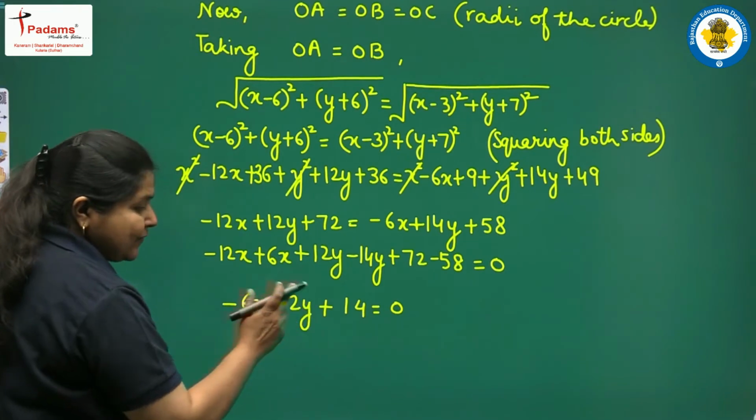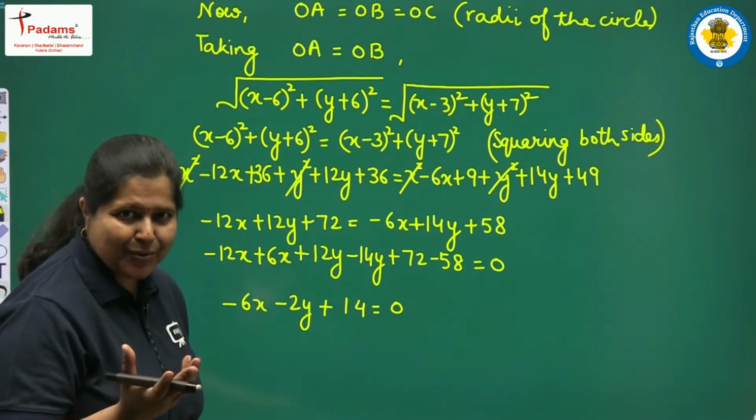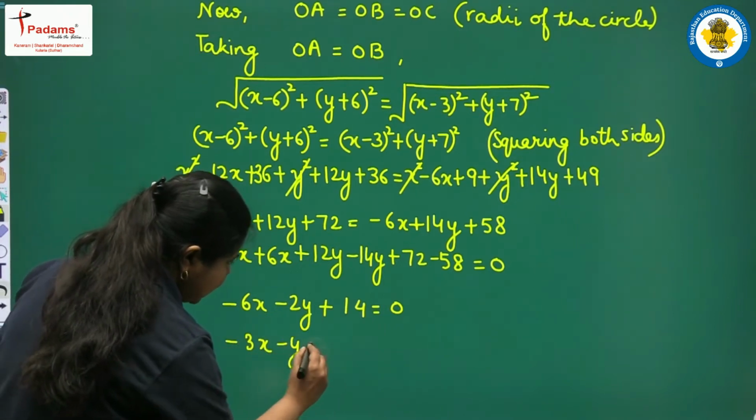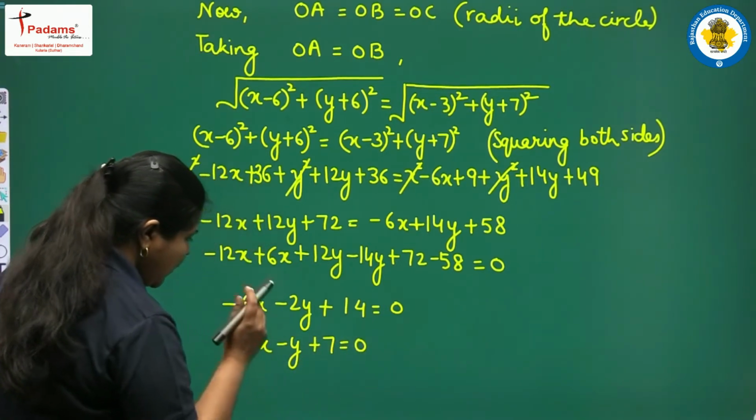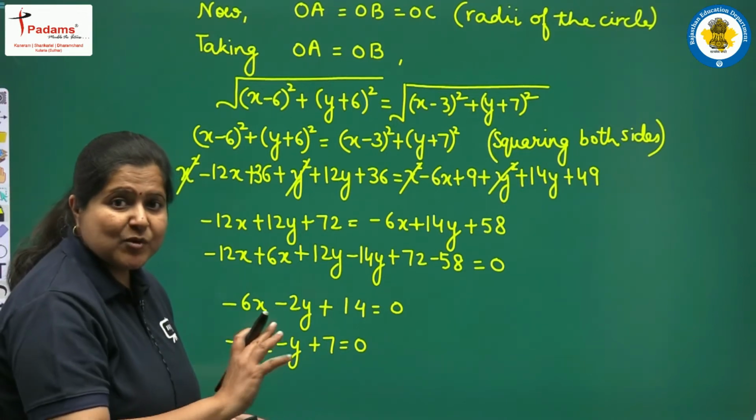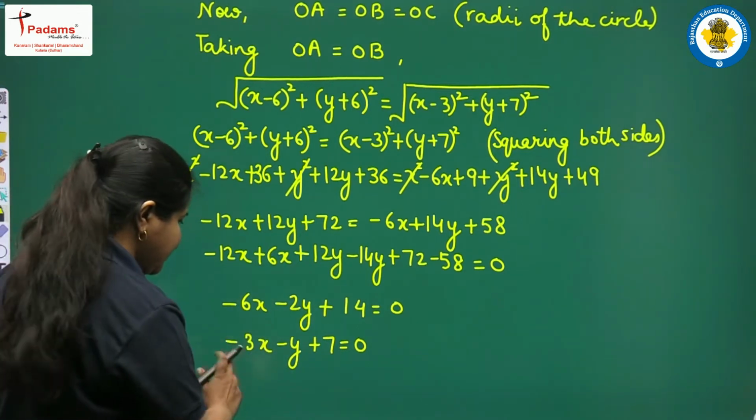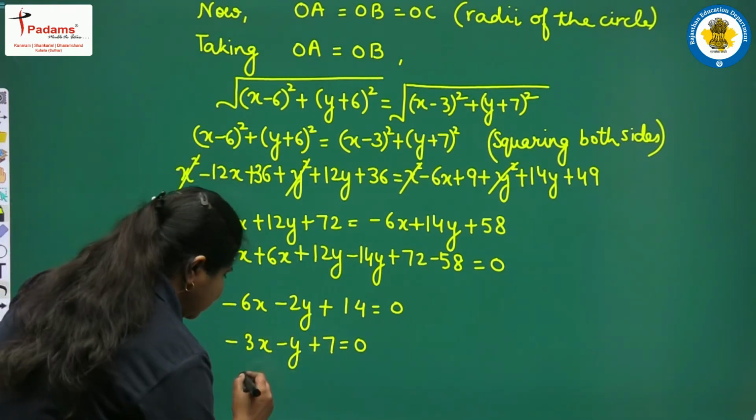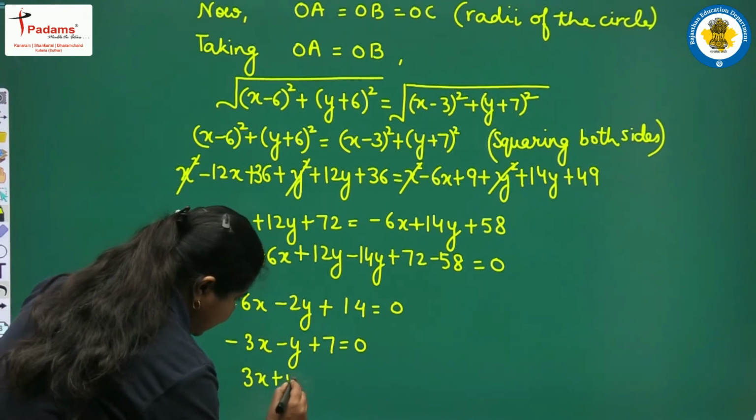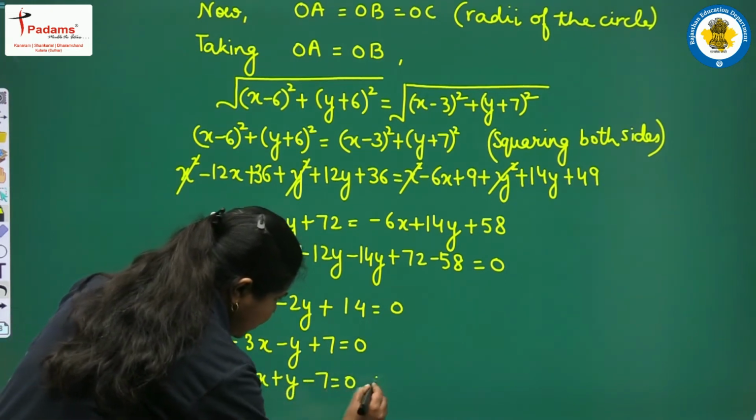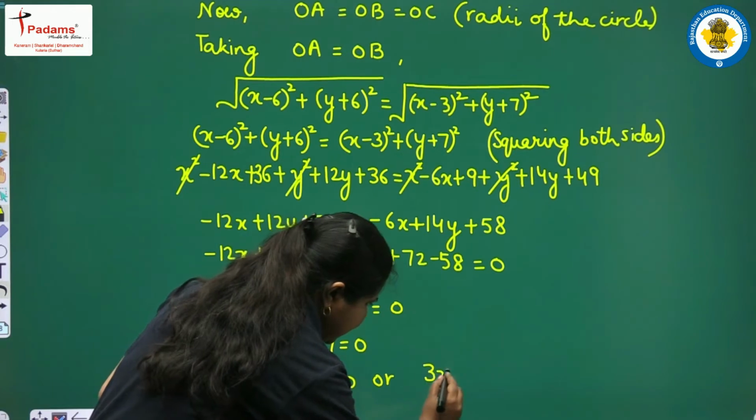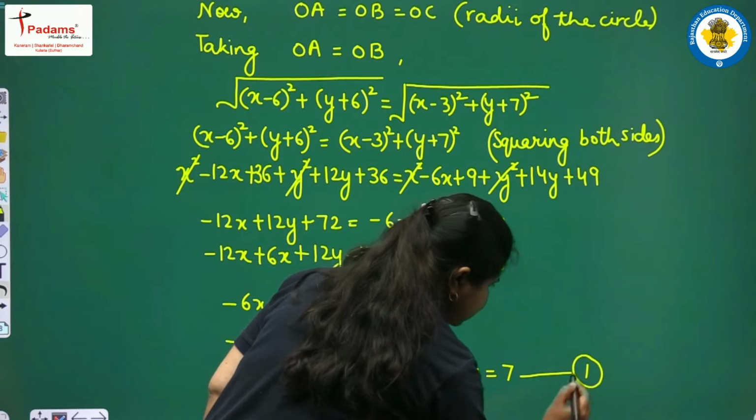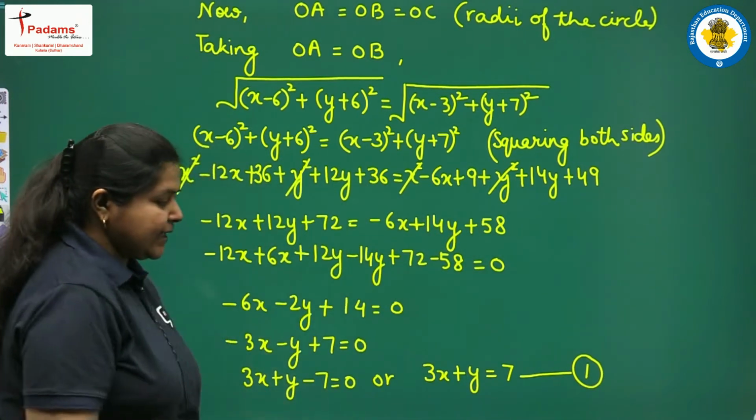Again 6, 2 and 14, these three are divisible by 2, so we can divide by 2. It will become minus 3x minus y plus 7 equal to 0. या फिर आप यहाँ पर तीनों टर्म्स को -1 से मल्टीप्लाई कर लीजिए, जिससे ये जो नेगेटिव टर्म्स हैं ये पॉजिटिव हो जाए और यहाँ पर भी साइन चेंज हो जाएगा. So this will become 3x plus y minus 7 equal to 0, or we can write it as 3x plus y equal to 7. This is the first equation that we are getting. 3x plus y equal to 7.